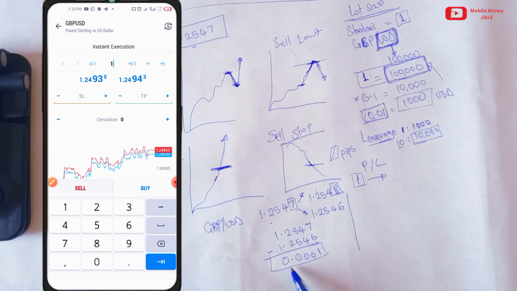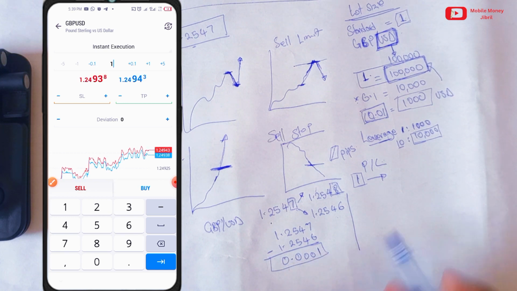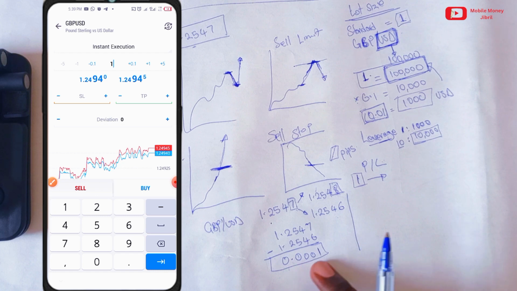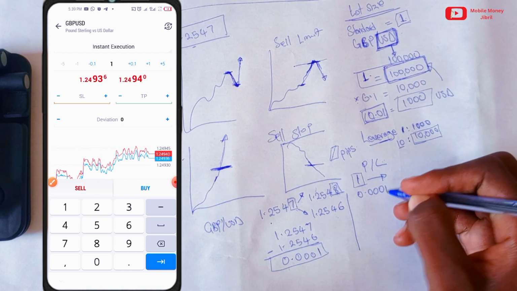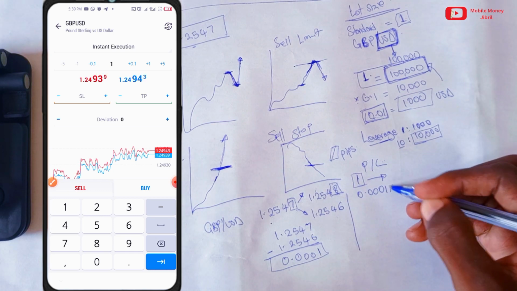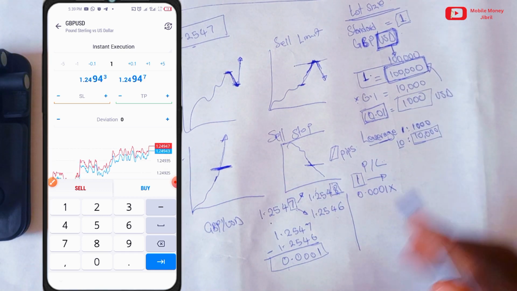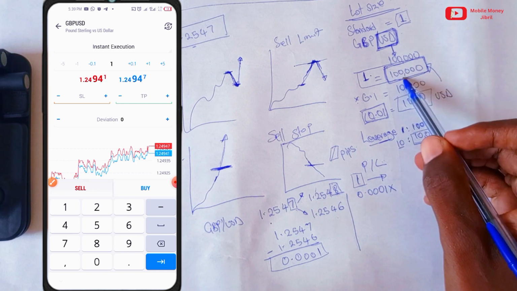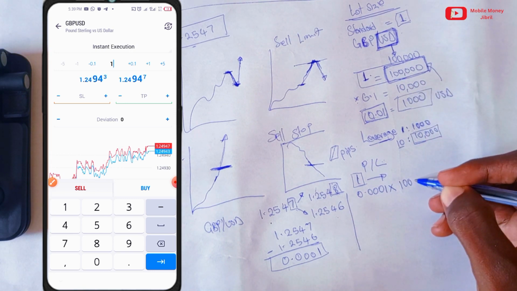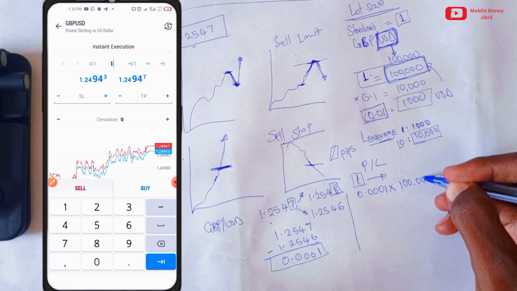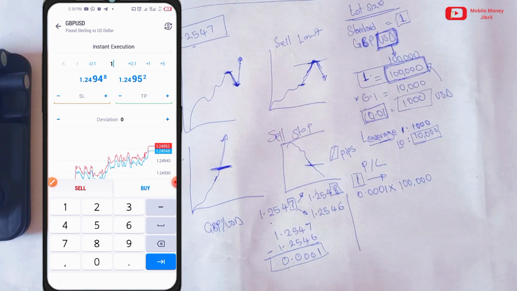The price has only moved by 0.0001. So if it has moved by 0.0001 in our favor, times, let's say we used one standard lot size, and one standard lot size we said is equal to $100,000. I want to calculate that if it moved 1 step in your favor, how much are you making?